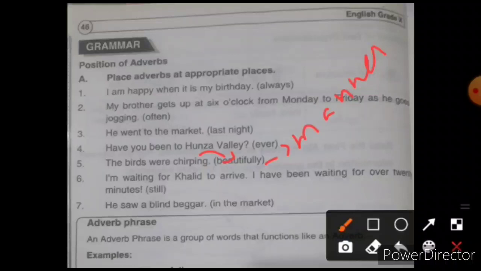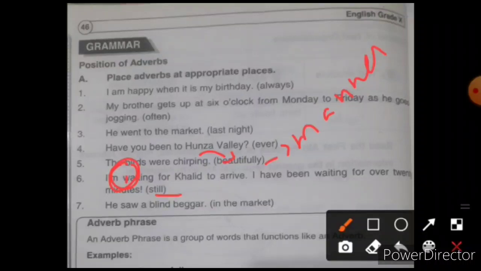Okay, the next one is I'm waiting for Khalid to arrive. I have been waiting for over 20 minutes. Okay, so where are you supposed to put the word still? You are gonna put it after this helping verb over here. I means I am, and you're gonna put it over here. I am still waiting for Khalid to arrive. Okay, I am still waiting.